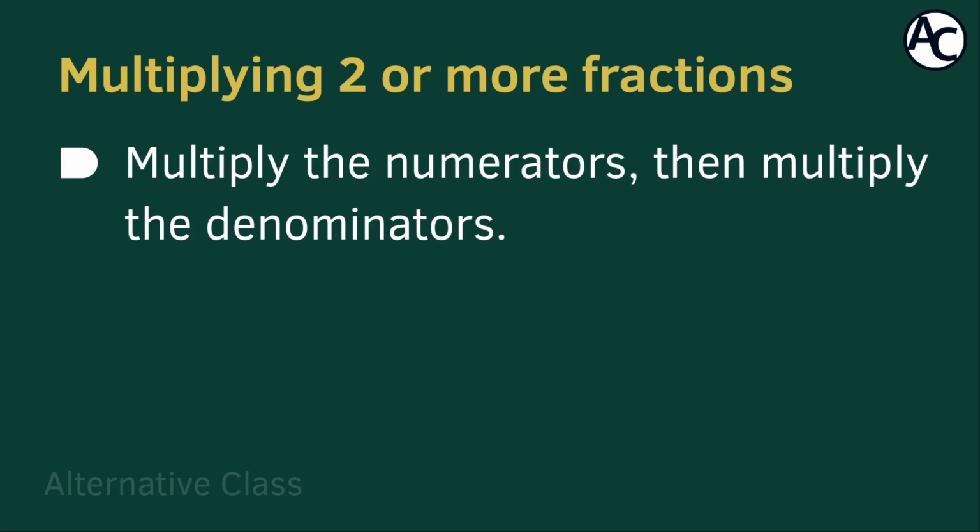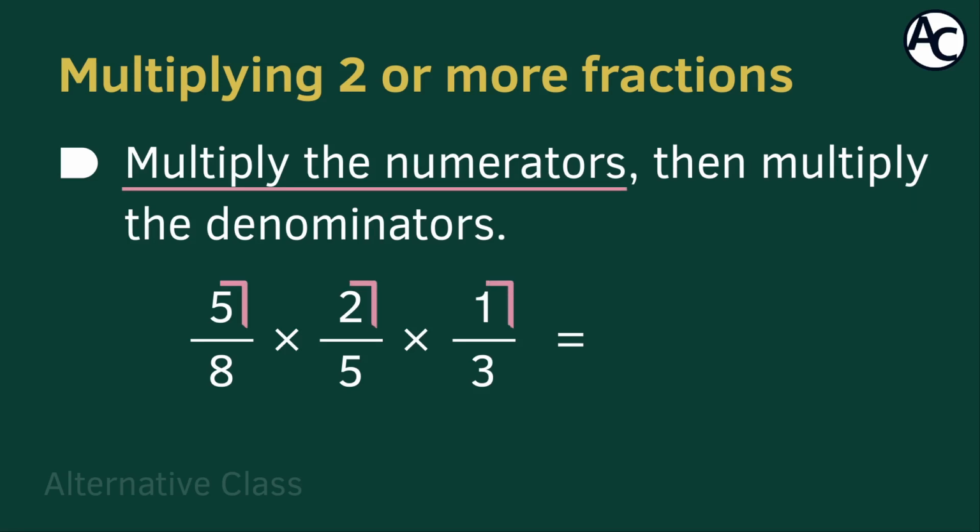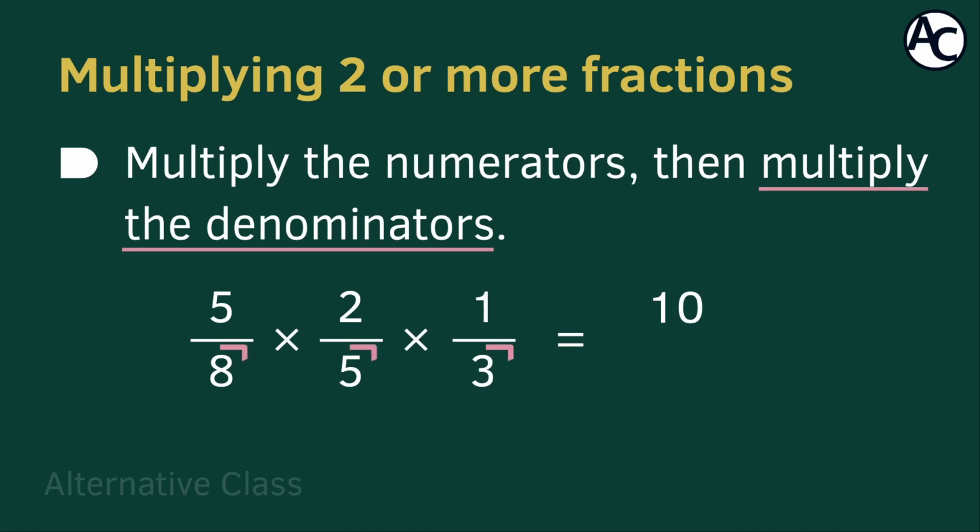Now let's have three fractions. 5/8 times 2/5 times 1/3. So first, multiply the numerators. 5 times 2 times 1 is 10. Then multiply the denominators. 8 times 5 times 3 is 120. So 5/8 times 2/5 times 1/3 is 10/120.